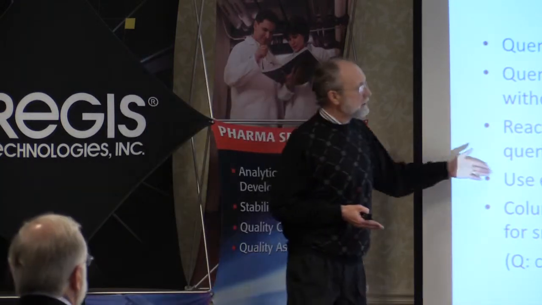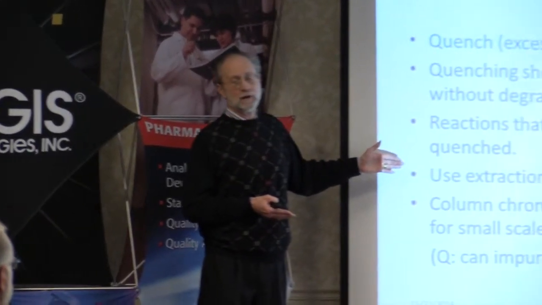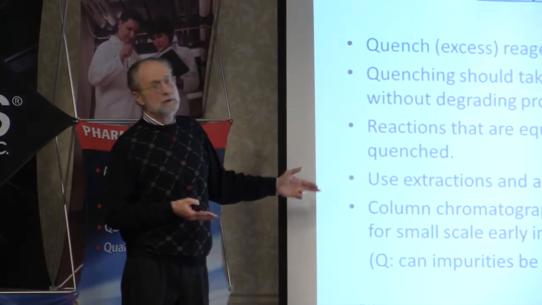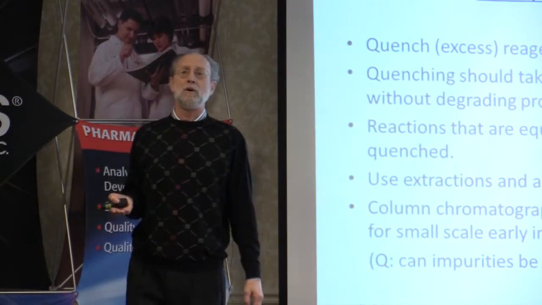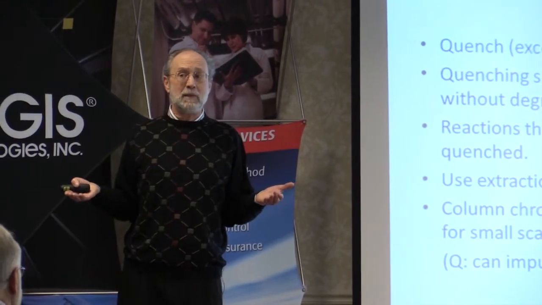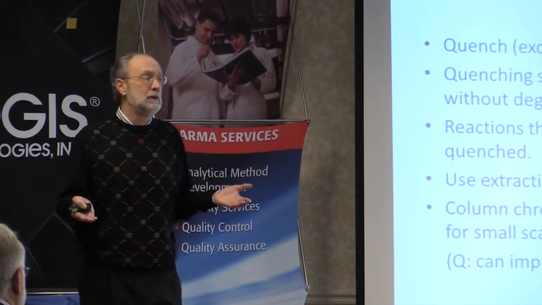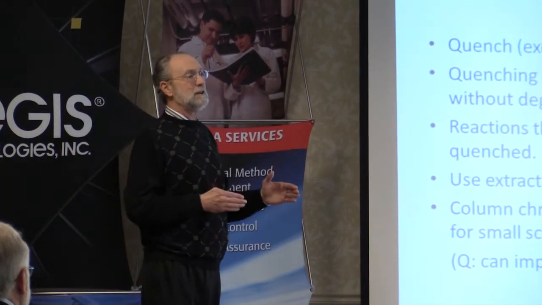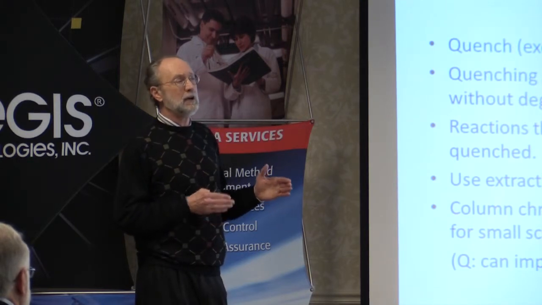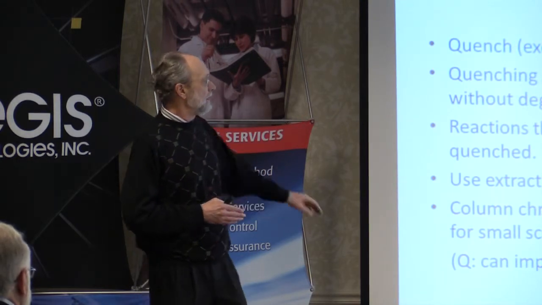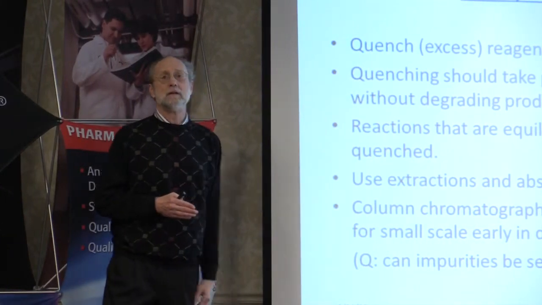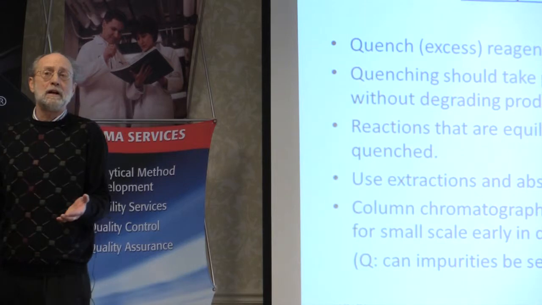We'd like to use extractions to simplify the workups. We'd like to use adsorbents to make things easier, whether they're charcoal, Celite, or something in between, derivatized silica gels. But that can be very time effective, especially in an early development stage. Column chromatography may also be very practical, especially early on.